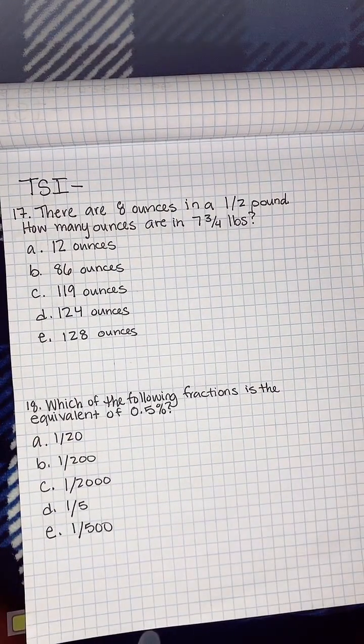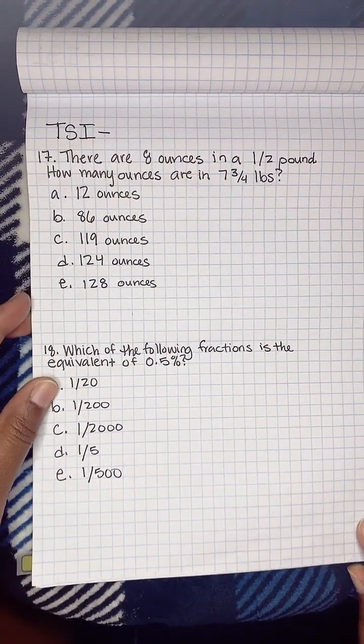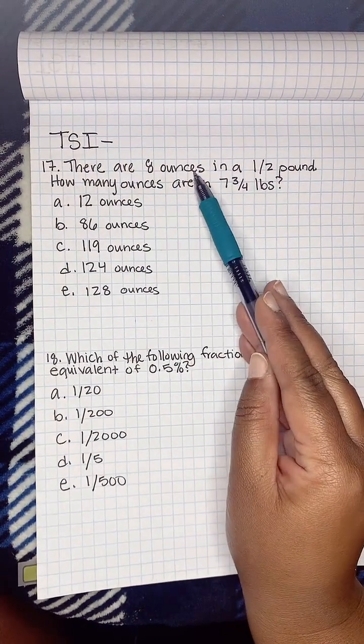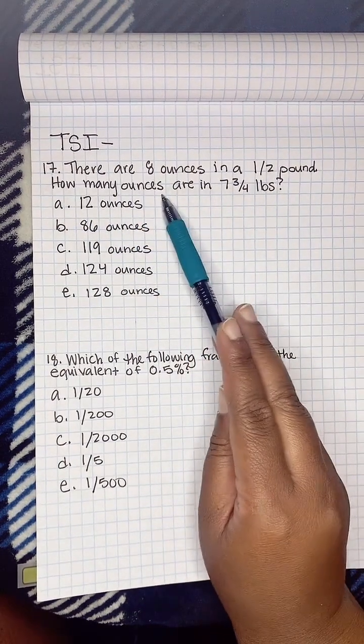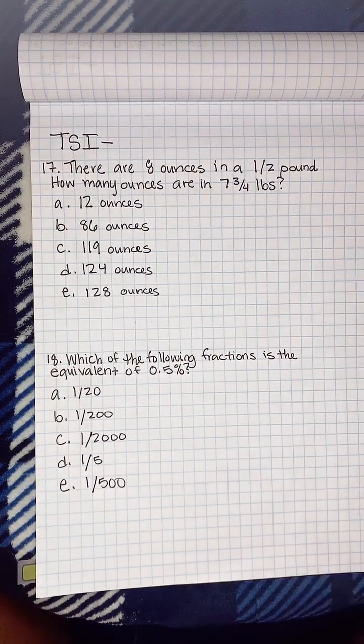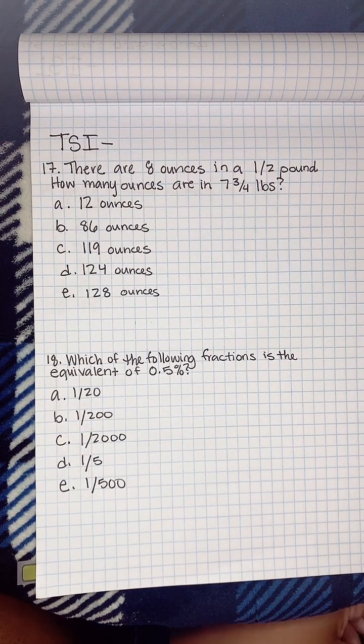Okay, so ounces and pounds. Okay, so 17. There are 8 ounces in a 1/2 pound. How many ounces are in 7 3/4 pounds? Okay, some of us, our hearts just jumped, right? Because we have this mixed number, we have a half. It's like, what is this?